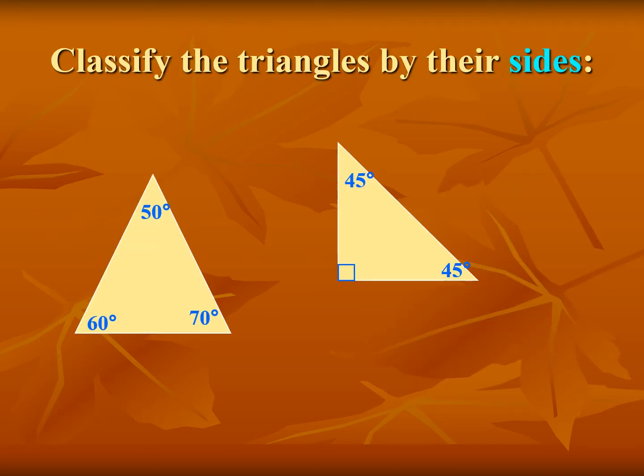What about these? Classified according to their sides, just the side method. That'd be isosceles, scalene, equilateral. So this one, anything match? So that is scalene. And then here, even though it is a right triangle, what's the other type? It's got two matching sides, isosceles.